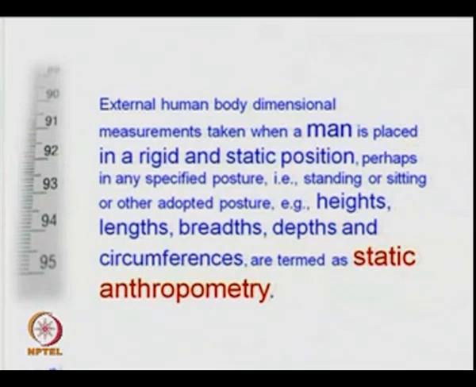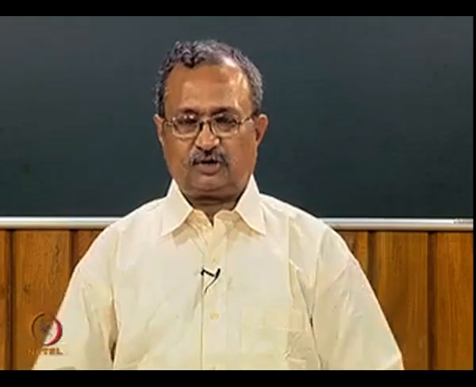External human body dimensional measurements are taken when a man is placed in a rigid and static position, in any posture. That is, if a person is standing erect with arms hanging vertically from the shoulder, legs straight, balance equally distributed through the legs, chest up, looking front, at this position, the body dimension measurements are taken.